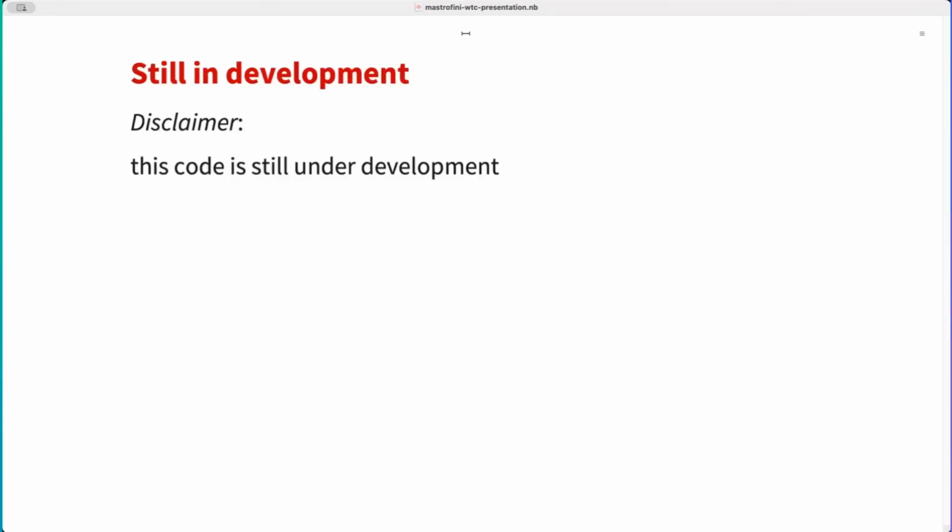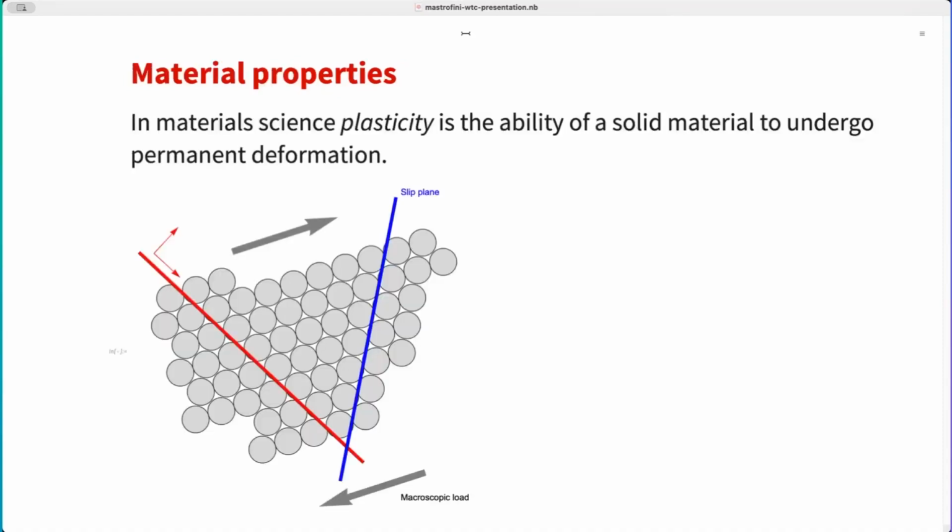Let me start with a disclaimer. In particular, this code is still under development. So if you want to download this presentation, you cannot run it entirely. Some part of the code can still work because this is based on the actual implementation of the solid mechanics library, but some functionalities require some functions that are still under development.